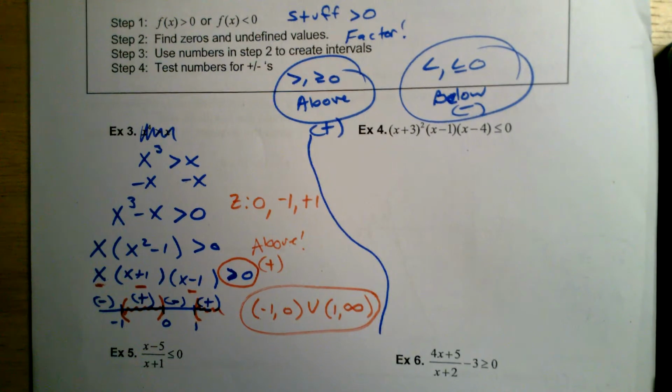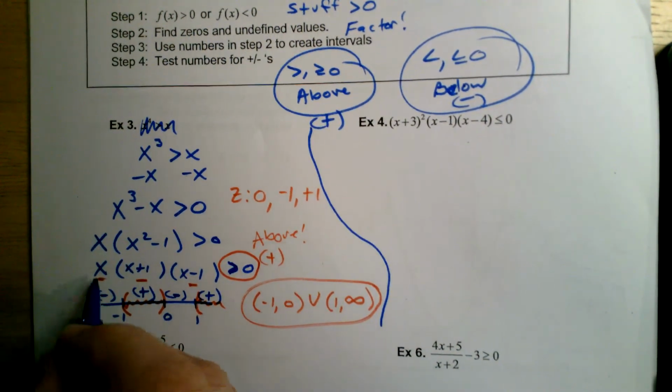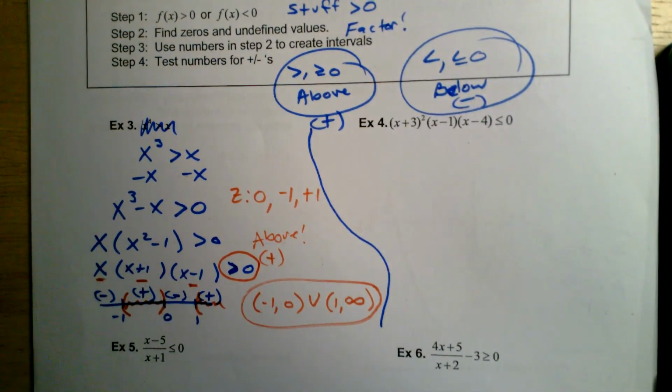So shaded between -1 and 0, it's above the x-axis, and 1 to infinity, it's above. And again, you can use your calculator. You can do all of this plus minus in your head. Totally fine. It's whatever you want to do.